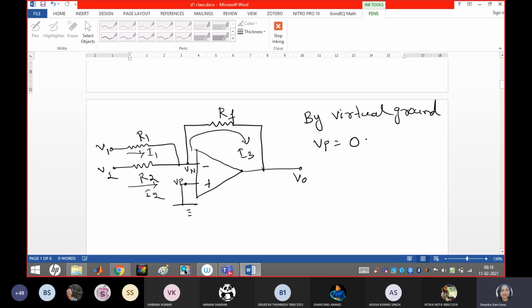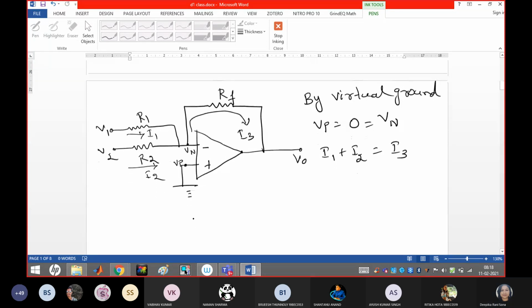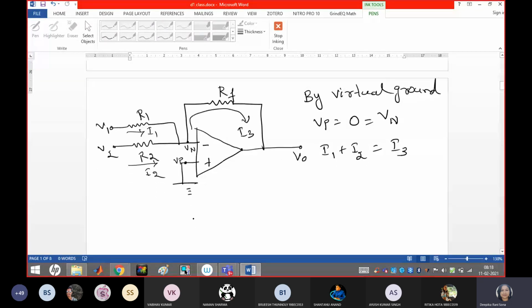Vp equal to 0 equal to Vn, right? Then we have to take the KCL at node Vn. So I1 plus I2 equal to I3. Just solve this. Tell me what is I1. I1 may be V1 minus Vn by R1.